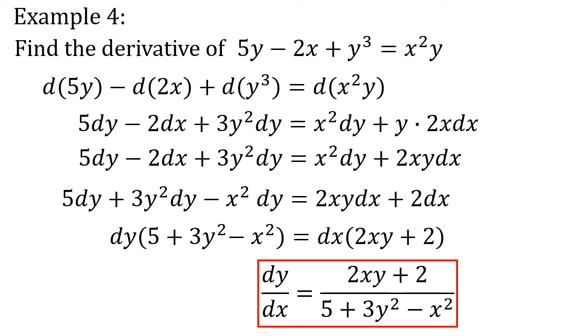Now it's okay if your terms will be interchanged. Let's say your answer is dy over dx equals 2 plus 2xy all over 3y squared plus 5 minus x squared. That's okay. So the sequence of the terms could be different based on your solution, but make sure that the sign is still correct. Okay.